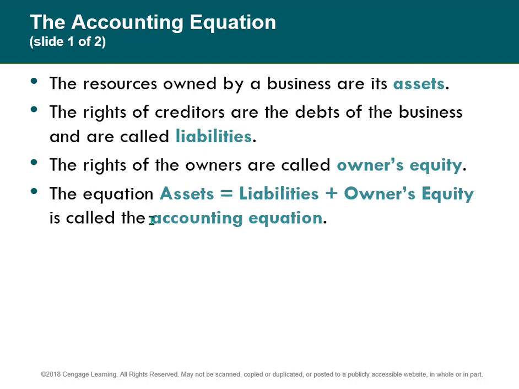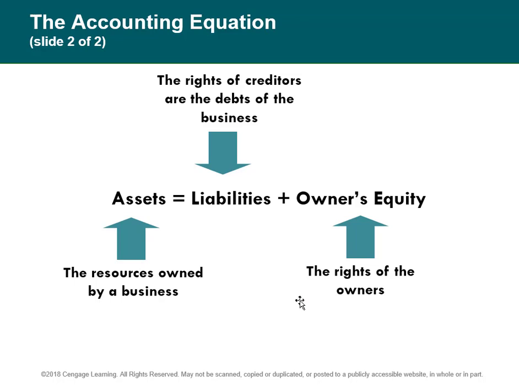So for everything that we own, we either really own it, like it's part of our equity, maybe it's part of our initial investment in the company, or we still owe money on it. And here's another example of the equation, just assets equals liabilities plus owner's equity. Resources owned. The rights of creditors are the debts of the business, liabilities, and equity is the right of the owner. Think of it again as a residual interest.